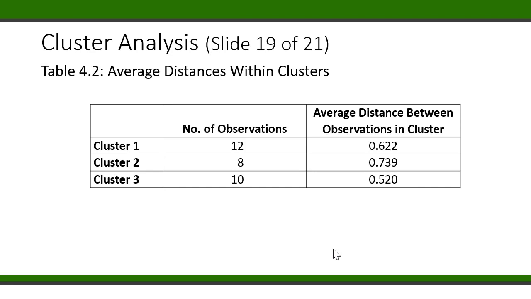We can also observe by subtracting these numbers from each other which clusters are more alike and which clusters are most different. So the biggest difference here would be between clusters 2 and 3, and the smallest difference was between clusters 1 and 2.